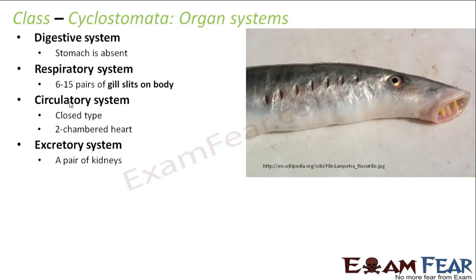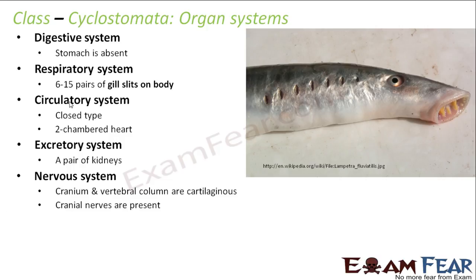Excretory system. A pair of kidneys are present. Talking about the nervous system, cranium and vertebral column are cartilaginous. So the composition of the nervous system is mostly of cartilage. Cranial nerves are also present. So quite developed nervous system. Reproduction, sexes are separate, direct or indirect development. In some of them a larval stage may be involved, while in others it can be a direct development without any involvement of a larval stage. So this was all about Agnatha and Cyclostomata.